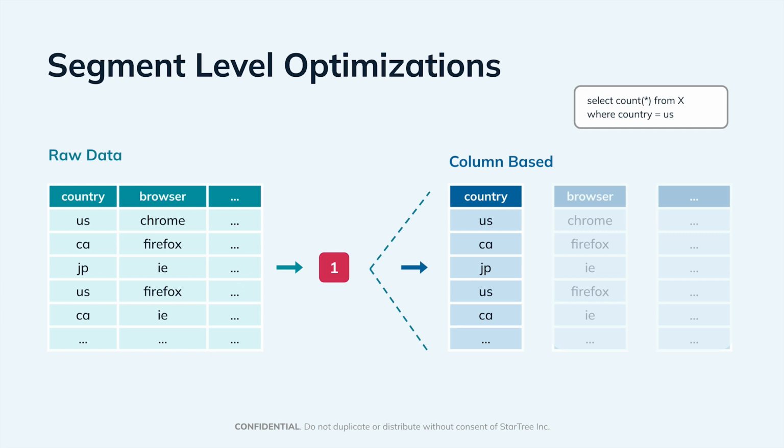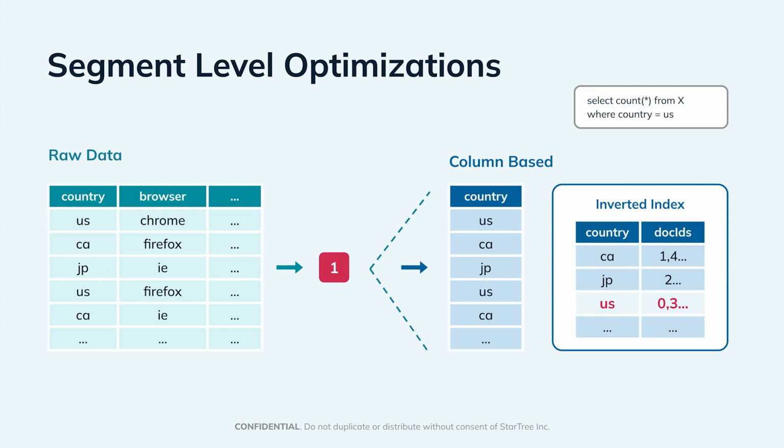But the other thing you could do is add an index for that column. So in this case, we can add an index on country. So instead of scanning even one column, we don't have to scan at all. We can just look up which document IDs or which rows have that particular value and do a quick aggregation.